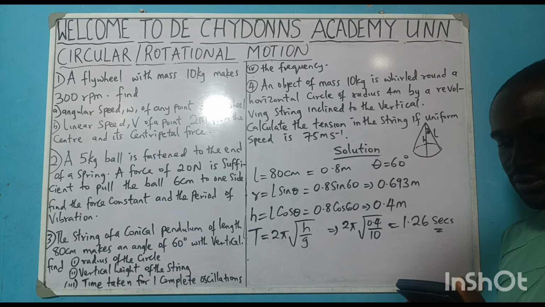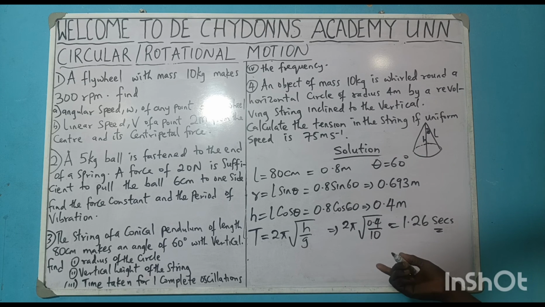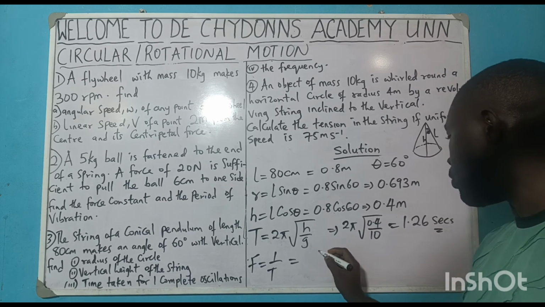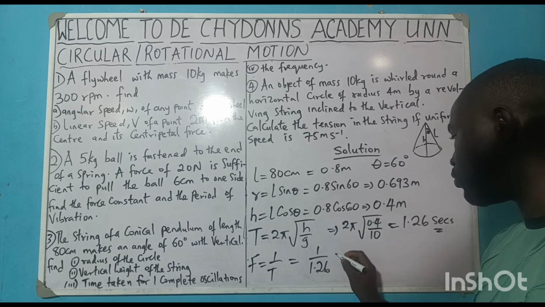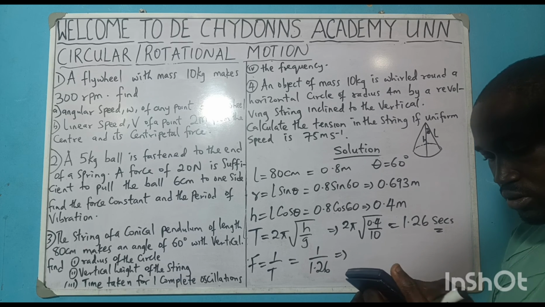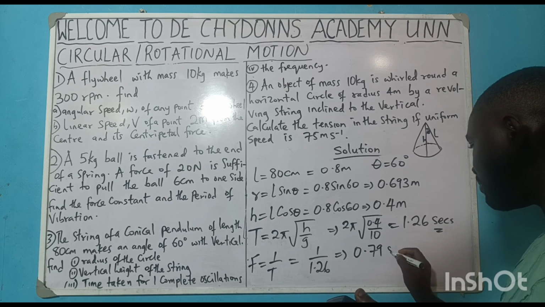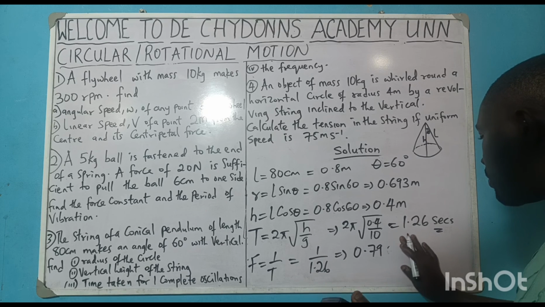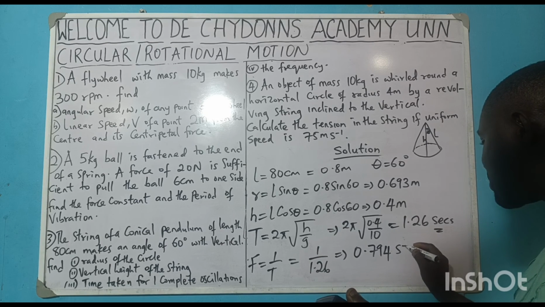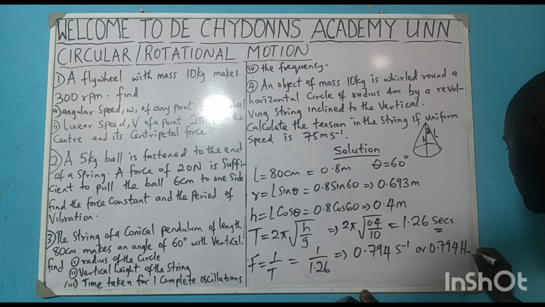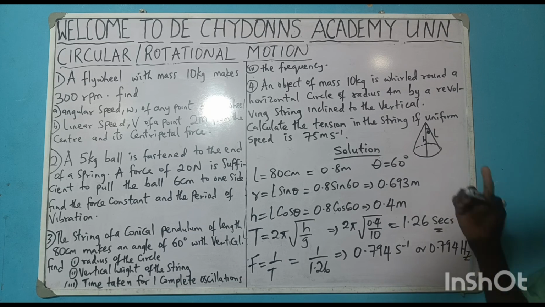1.26 seconds. Okay? Then the frequency will be equal to 1 over T, equals 1 over 1.26. What will it give us? 1 divided by 1.26 was 0.794 per second, or 0.794 hertz. So we'll go to question number 4.